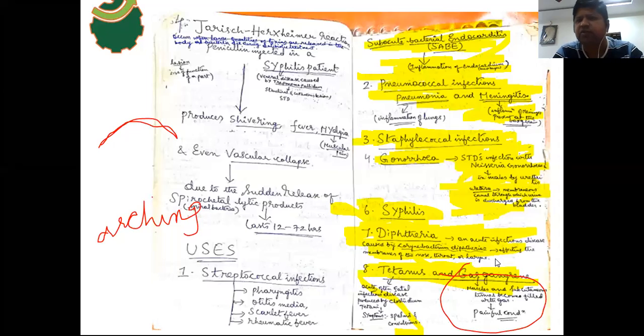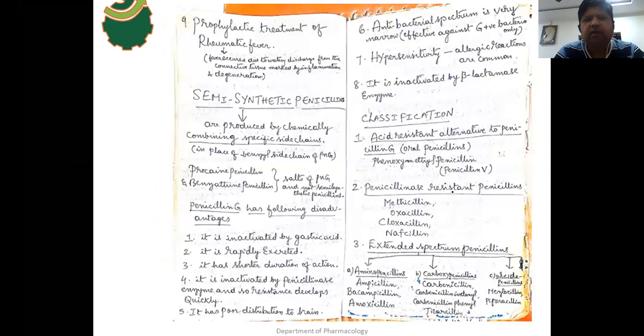Let me come back to our original slide. Understood? So that is about 8.1, tetanus and gas gangrene. Next, lastly, penicillin is also used in the prophylactic treatment of rheumatic fever.